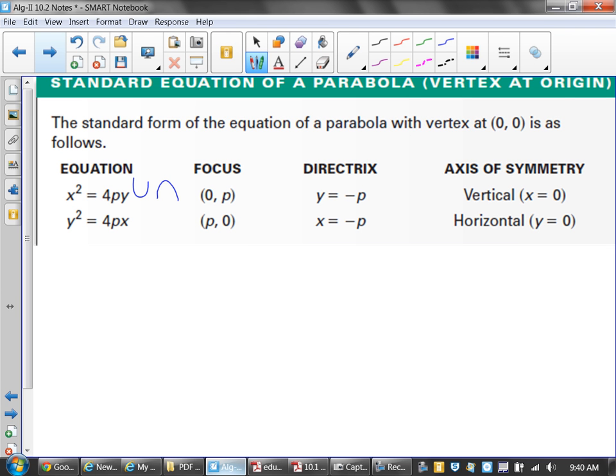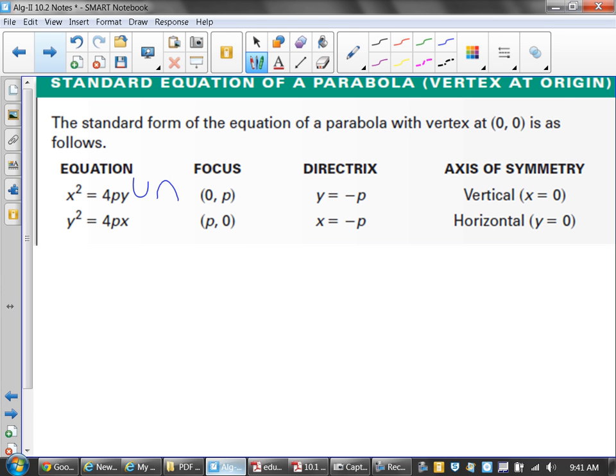The equation is now going to look like this: X squared equals 4 times p times y. This value of p allows us to figure out both the focus and the directrix. Excuse me.